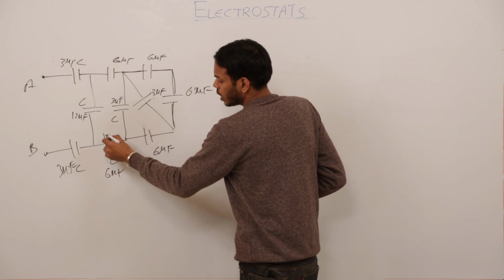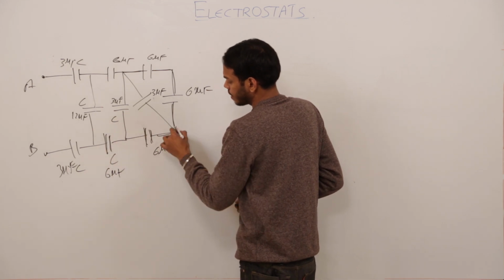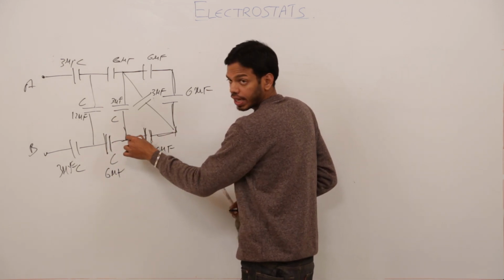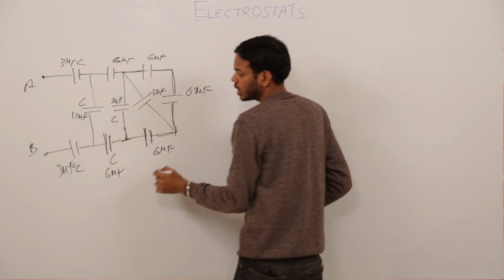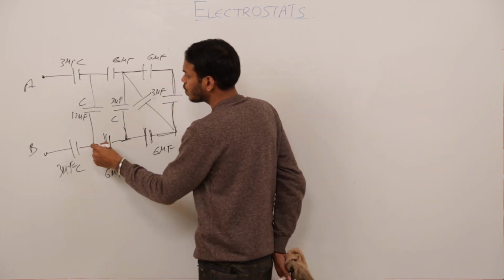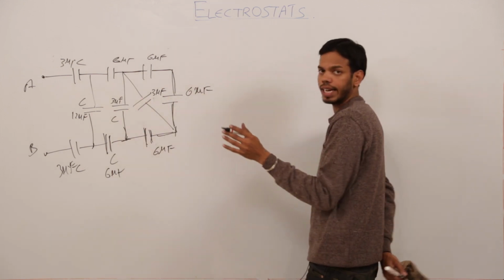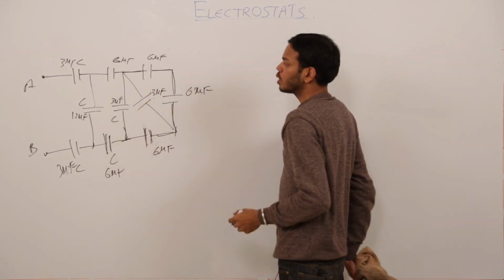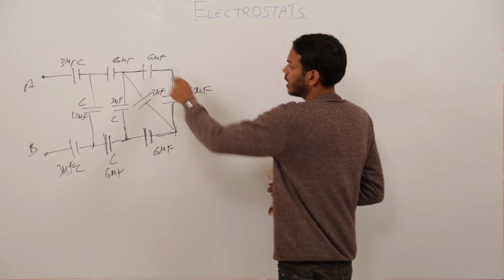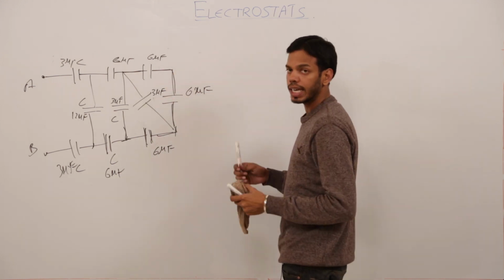Take any other 2, like this and this capacitor. There is this point, there is a wire connected here, so these 2 are not in series. These 2 are not in series because of this wire. So you can take any 2. These 2 are in series, so in series you can simply add these up and there will be net capacitance.